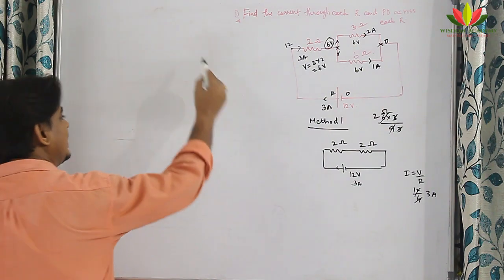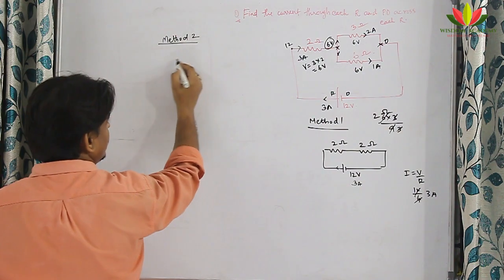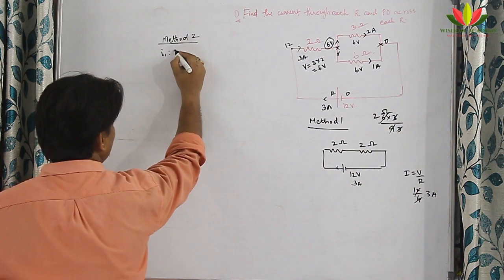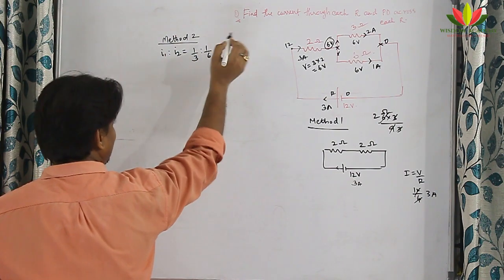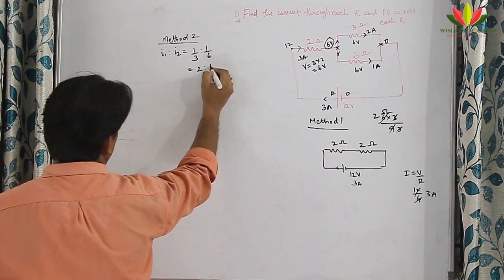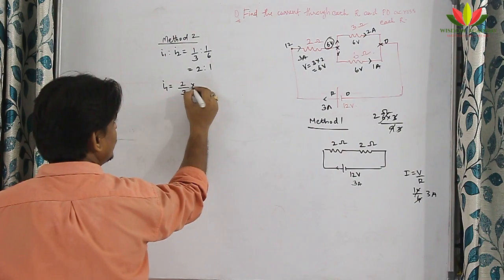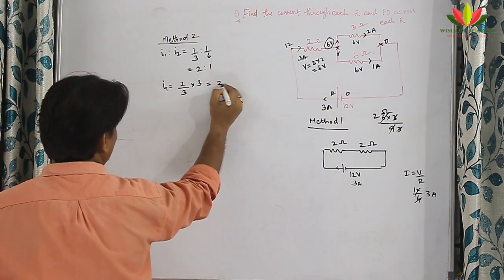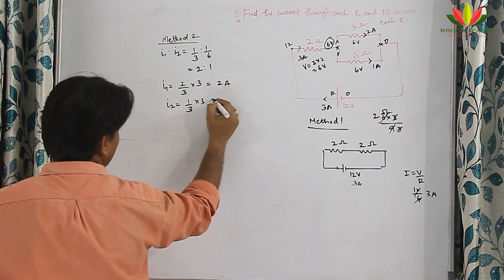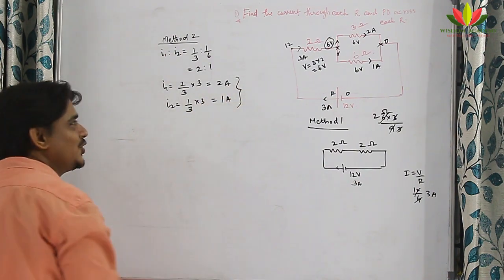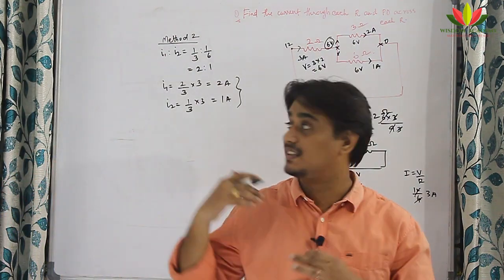Now I will solve the same thing by method number 2, that is called the current ratio method. So here, I1 is to I2 will be equal to 1 by 3 is to 1 by 6. I will multiply by 6, so it becomes 2 is to 1 once again. So what will be I1? I1 will be equal to 2 by 3 into the current drawn, 3. That is equal to 2 ampere. And I2 will be equal to 1 by 3 into 3, that is equal to 1 ampere. Now I think you will start feeling that it is easier. Time will come, you will start feeling it is really easy.